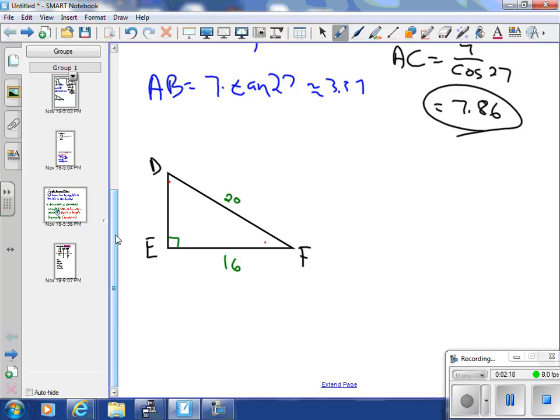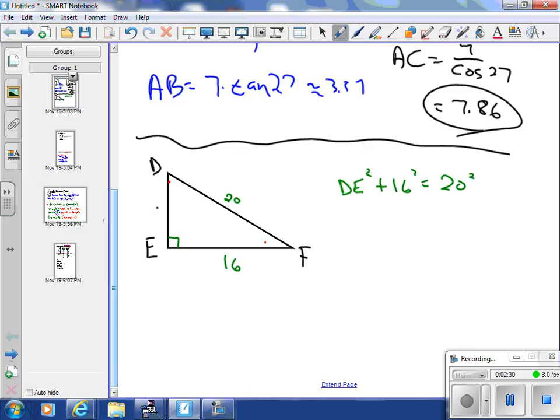Down here we've got a different one. This time you don't have an angle. We have a third side. So here, let's separate this. We've got to do the Pythagorean theorem. So DE squared plus 16 squared equals 20 squared. I'll let you do that. And you're going to figure out that we get 12.